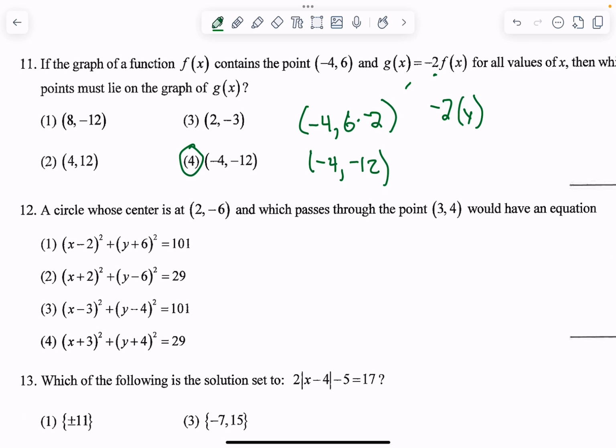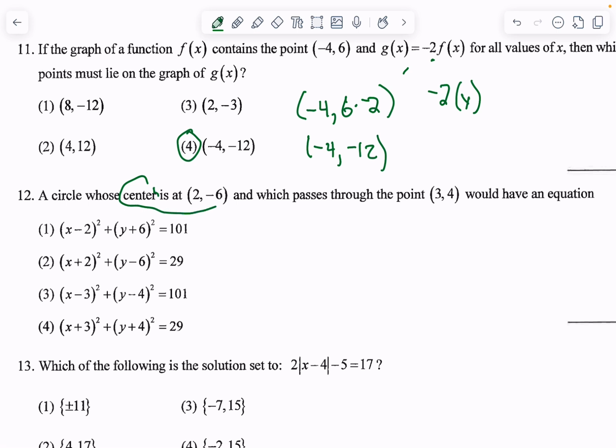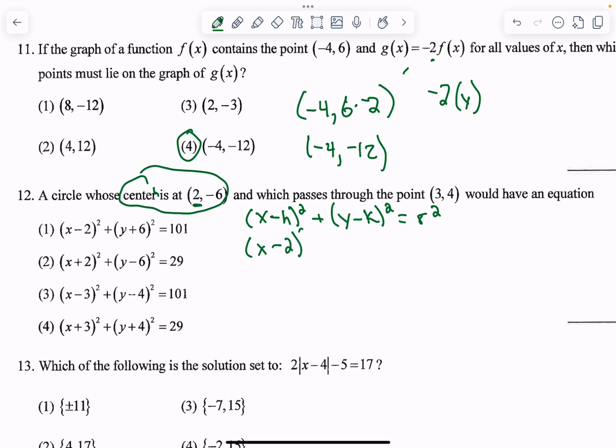All right, so now we have a circle, right? We have the center of a circle. Remember, the form of a circle is x minus h squared plus y minus k squared is equal to r squared. That's the general form. So we have the center, so we can write x, it's 2, the center, so we're going to make this x minus 2 squared. And then we have y, negative 6. We have to change the sign also, plus 6. That's what the negatives mean, to change the sign.